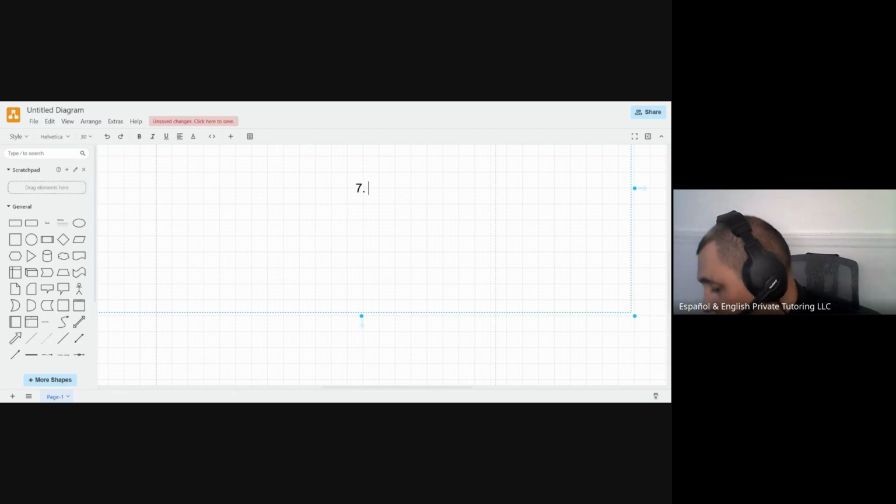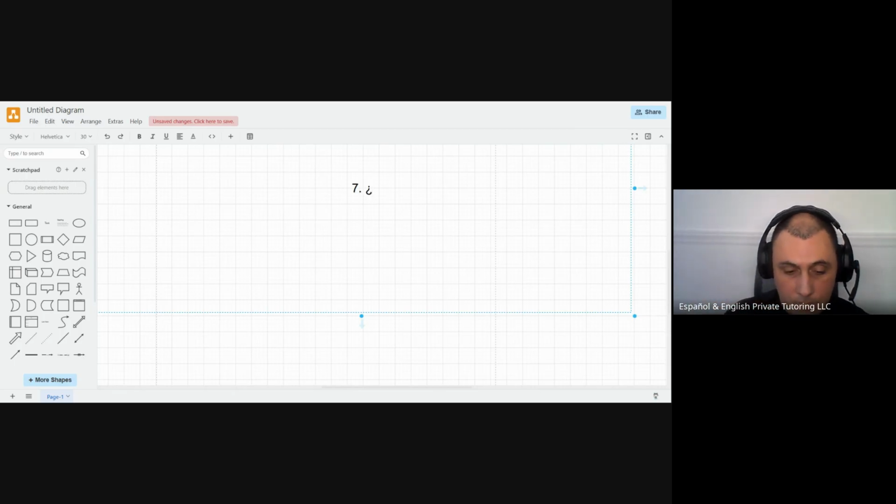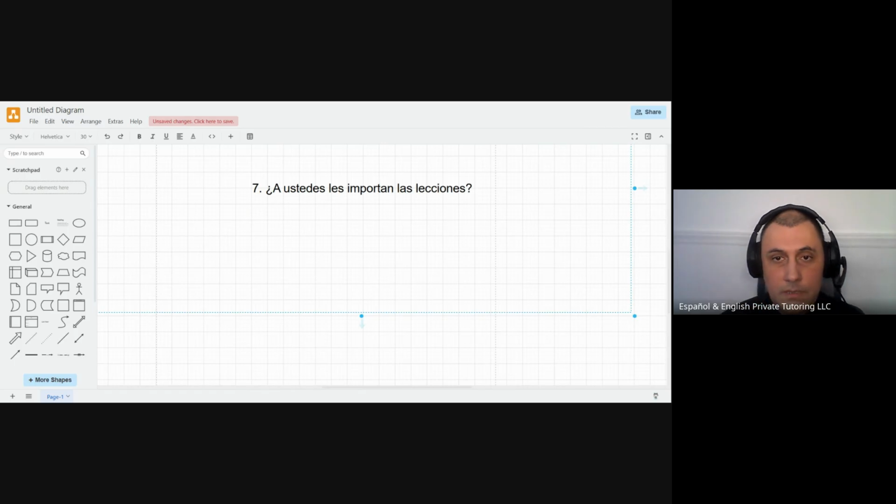Exercise 10.57 will be: A ustedes les importan las lecciones. A ustedes les importan las lecciones. I already explained this, so try to figure it out. This is a way to make a question, but there is a more common and more professional way to create this question. Try to figure it out, pause the video, and I will give you the answer now.